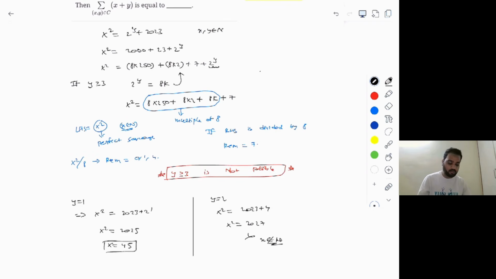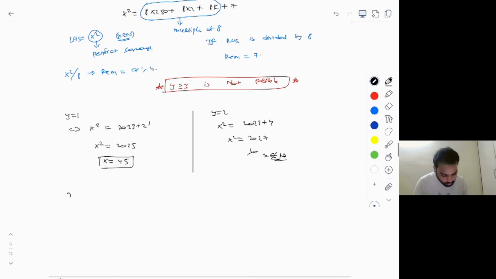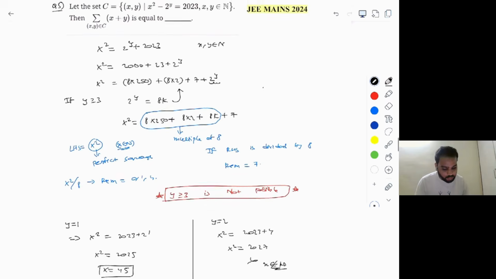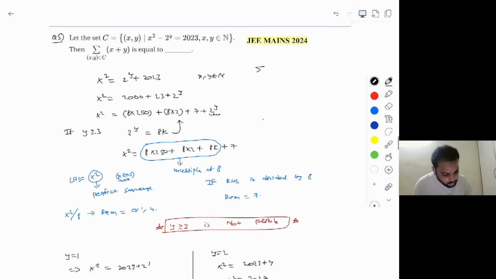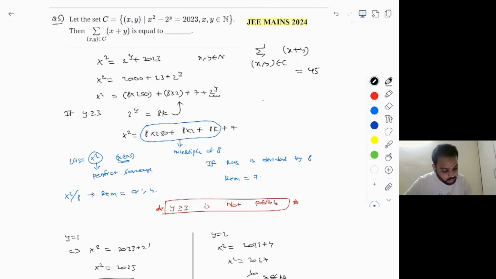And when y is equal to 1, what did we get? x is equal to 45. So the only possible ordered pair here is (x, y) equal to (45, 1). And if you look at the required part, the sum over ordered pairs (x, y) belonging to the set C of x plus y, since there is only one possible ordered pair, that is (45, 1), I can substitute it. That is 45 plus 1, which is equal to 46.